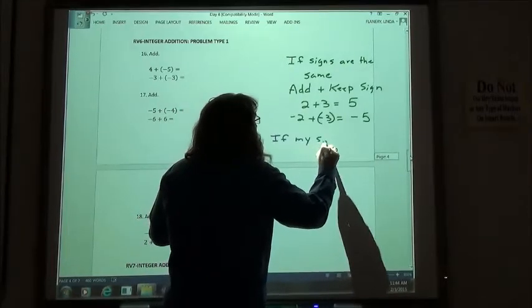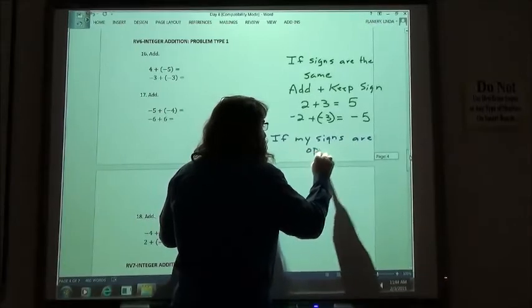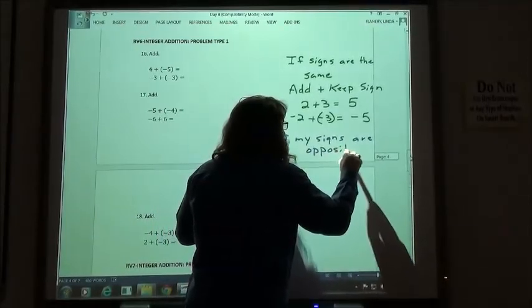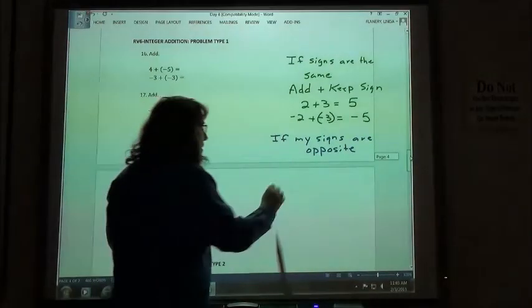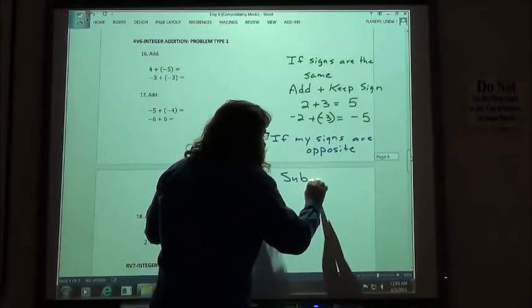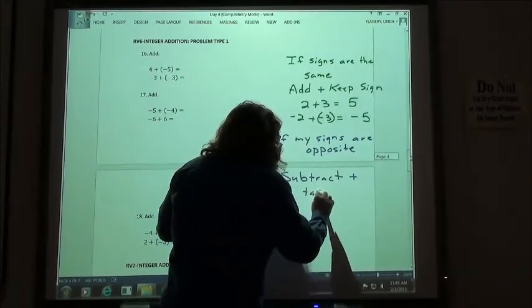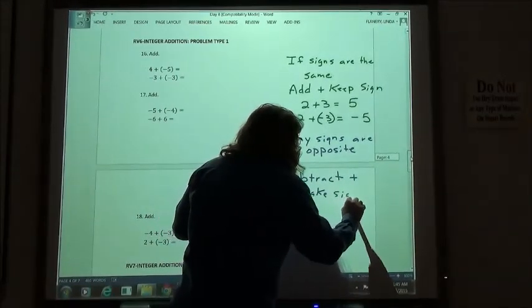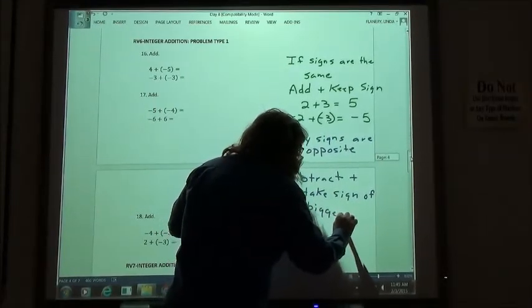If my signs are opposite. Hopefully you wrote smaller than me and you can fit it on your paper. Subtract the value of the numbers and take the sign of the bigger number.